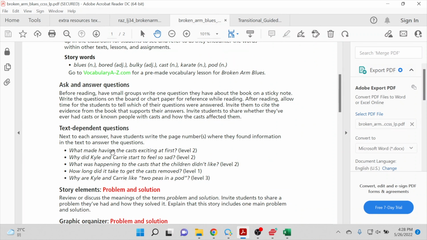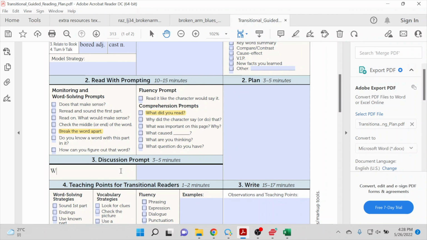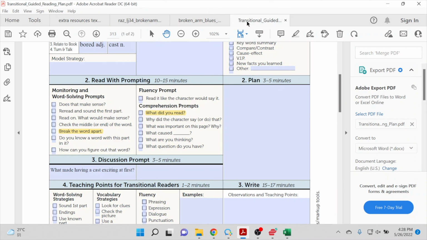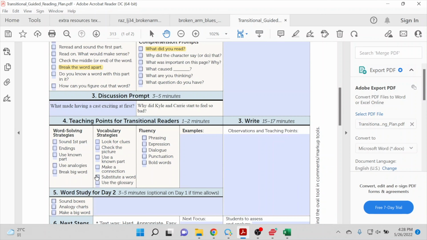What made having the casts exciting at first? Okay, let's write that down. What made having a cast exciting at first? And next question, why did Kyle and Carrie start to feel so bad? This part here, I'd usually just pick one from each section. Breaking words apart, I think we should just stick with that one.